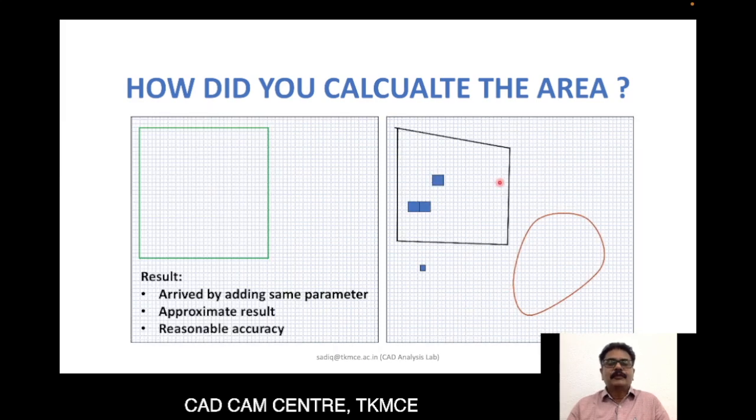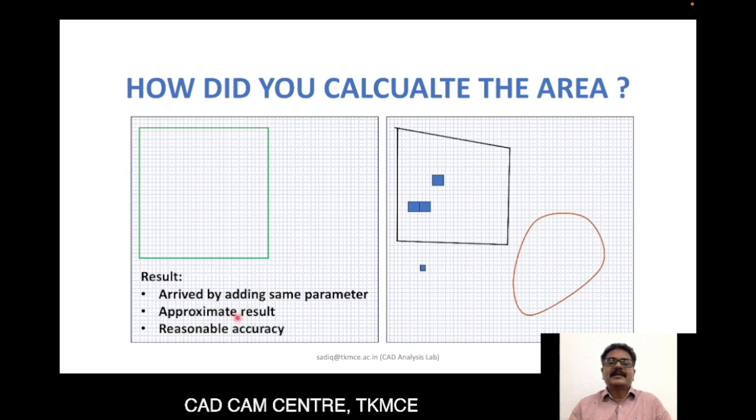Now, if we had to identify the area of a shape like a quadrilateral, we don't have a ready equation to compute it. There also we could apply the same method of identifying the number of squares inside this profile and then adding them. Even if it is a complex or undefined shape like this, we could apply that. What was the advantage or the feature of this method? This method arrived at the result by adding the same parameter. Here the parameter we have taken was 1 square centimeter, and we counted the number of square centimeters available inside the profile and added them. Then we arrived at the result.